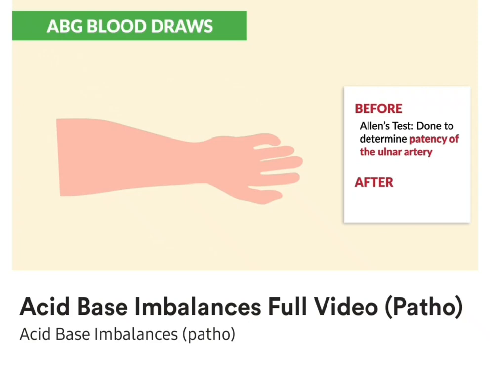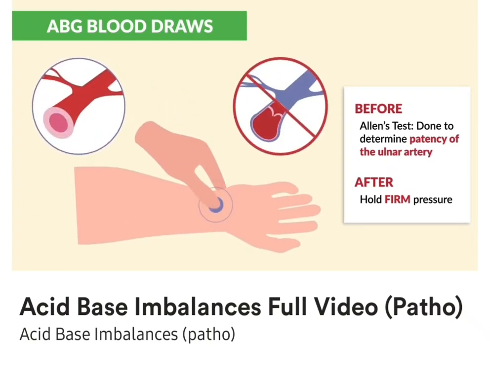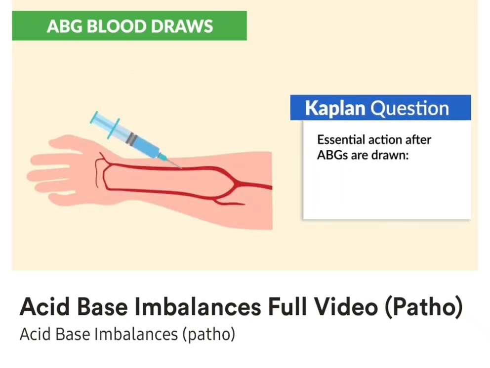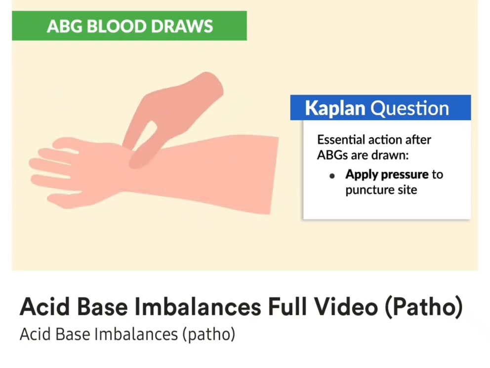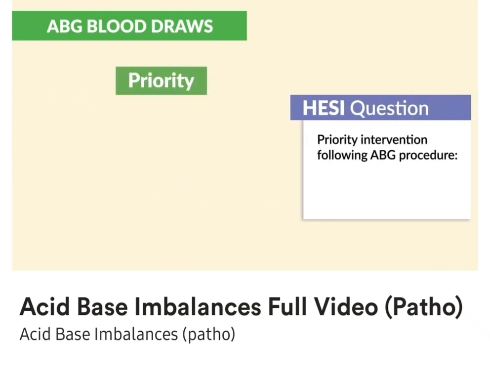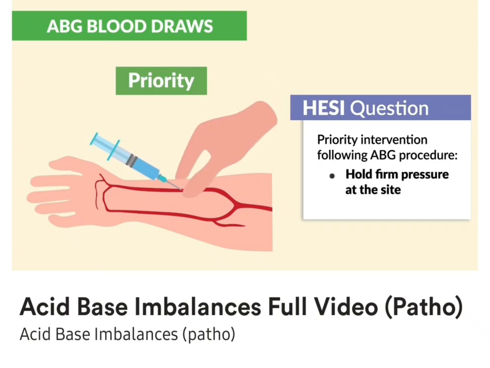Now, after the procedure, key terms here, you have to hold firm pressure on the puncture site, since we just punctured an artery and not a vein here. So there's more pressure in arteries and a higher bleed risk. So Kaplan mentions, essential actions after ABGs are drawn. We have to apply pressure to the puncture site. And Hesi also mentions the priority intervention following an ABG procedure. Hold firm pressure at the site.